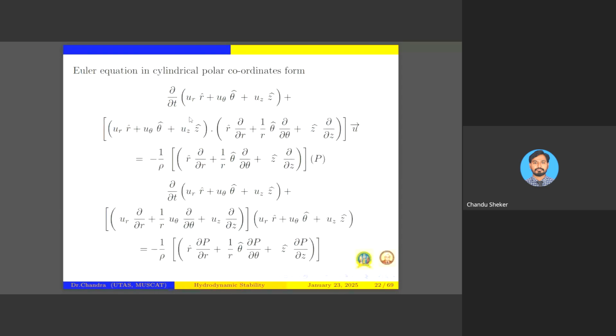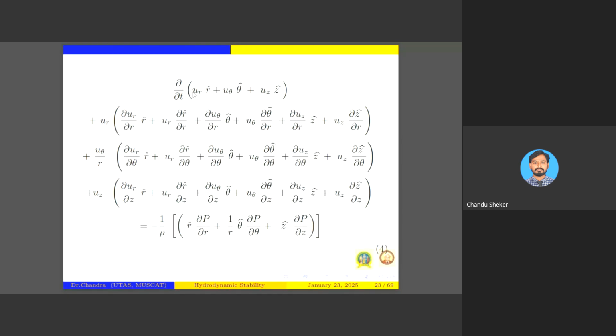So we are operating with ur of dou by dou r of this total function, the total velocity. Okay, then 1 by r u theta of dou by dou theta of again all these things. Then we'll get this equation. Now we are writing ur and u theta by r and uz separately.